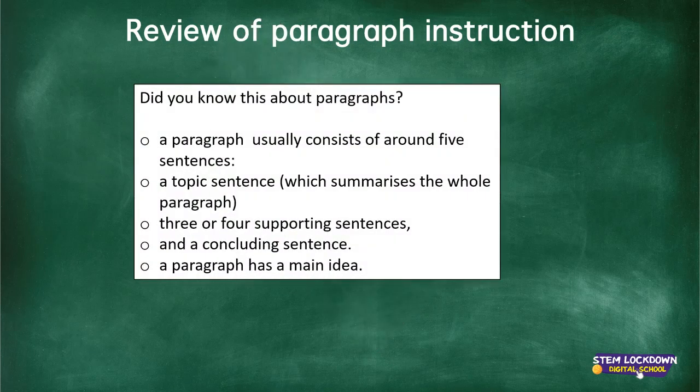This is information about paragraphs. A paragraph usually consists of around 5 sentences, but sometimes it can be a few more. But it's got one sentence, which we call the topic sentence, which summarizes the whole paragraph and gives the main idea. And then it's got about 3 or 4 other sentences that all relate to that same main idea. And then a sentence that sort of rounds off the paragraph. So today when we're reading our information text, I'll point out the structure in a couple of the paragraphs that you'll read. Right, let's get going.